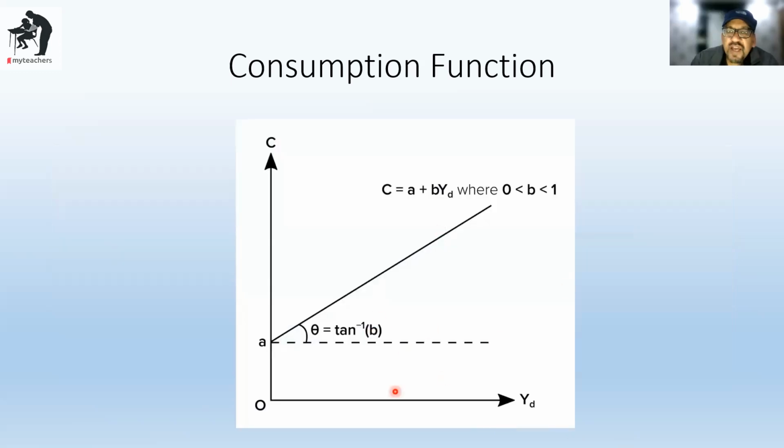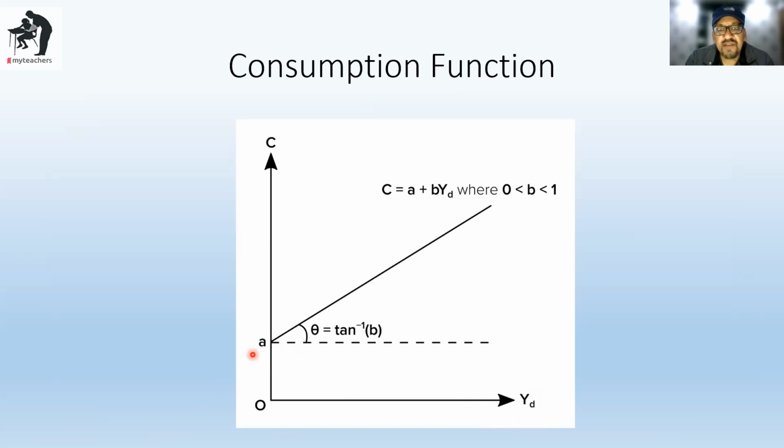When we show it diagrammatically, this is A, showing the autonomous consumption. This dotted line is parallel to the OX axis. Here on the OX axis, we have taken YD. YD denotes disposable income: Y for income and D for disposable. So this is showing the disposable income.